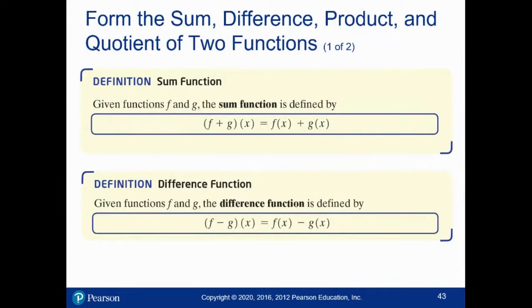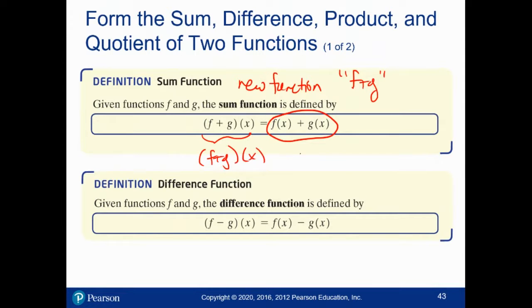Well, I promised you it was going to be about sums, differences, products, and quotients of functions, and here it is. So if you have two functions f and g, if you just take f of x and add to it g of x, we use the notation f plus g of x. This is creating a new function. The new function is f plus g. And then we say, what is f plus g of x? By definition, it's just f of x plus g of x.